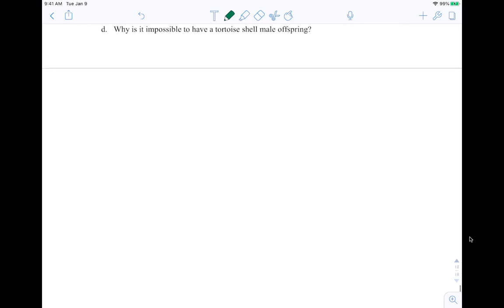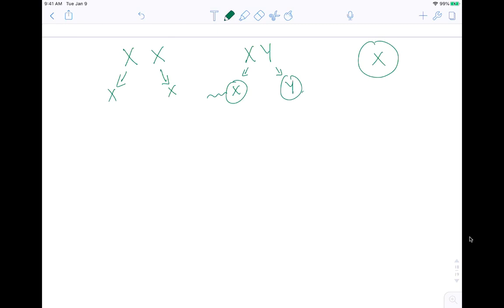Real fast, I'm going to go down here and just do one more example with color blindness. So again, a female is XX and a male is XY. Think about what your mother can donate to you. She only has an X to give you. She can't give you anything else. So you know that every egg cell has an X in it. A male has an X and a Y, which means that he can either donate an X to you or he can donate a Y to you.